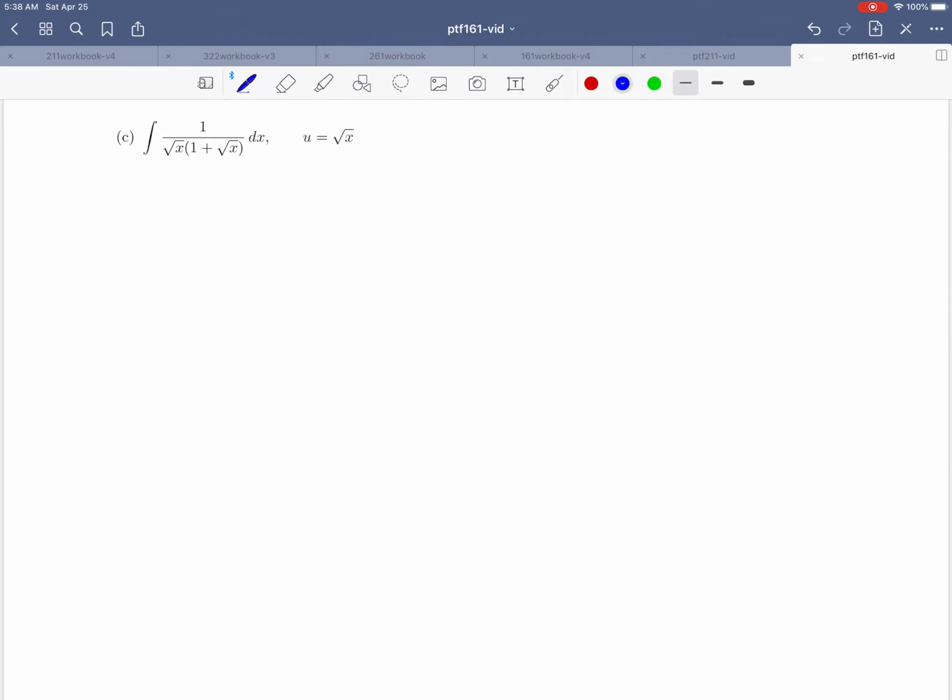Hi everybody, and welcome to exercise 3c, and this is the third and final problem of the type where we're taking an integral and trying to rewrite it in terms of a variable u that they're giving to us. In this particular problem, they'd like us to do a substitution with u equals the square root of x.